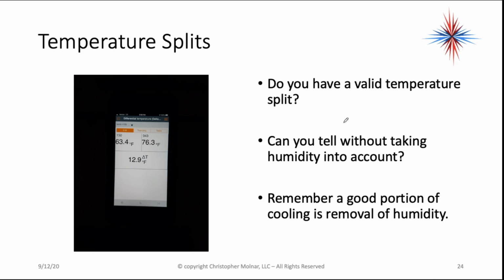Do I have a valid temperature split? Okay, if I look over here, I have a 63.4 supply air, 76.3 return air, which is a 12.9 degree temperature delta T or temperature split. Is this valid? Okay, can I tell without taking humidity into account?